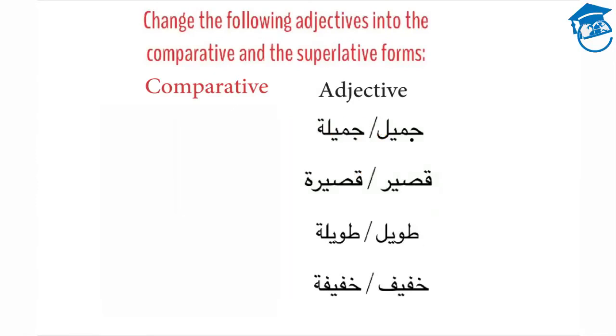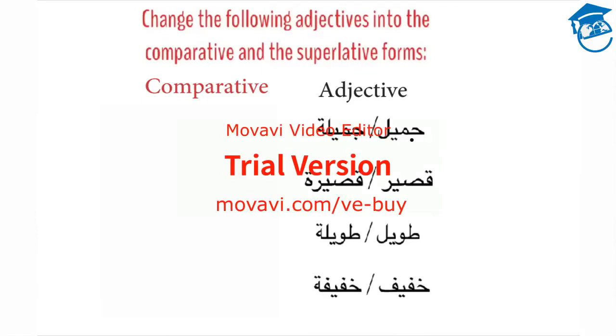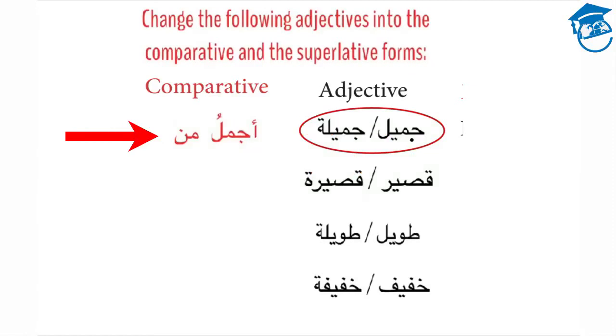adjectives listed below. Now let's see if you understood how to form the comparative. For the first example, Jamil or Jamila, meaning beautiful, the comparative form is Ajmalu min. Ajmalu min, more beautiful than.